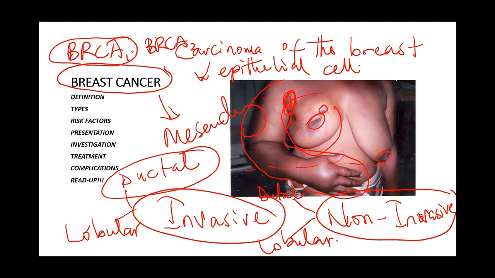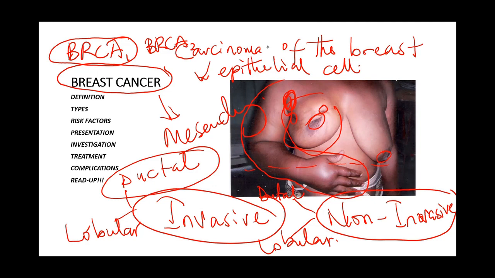Prolonged exposure to estrogen, we said early menarche, late menopause. Okay, that is one. Use of estrogen-containing oral contraceptives. When you use contraceptive pills that contain estrogen, it's a risk factor for breast cancer.